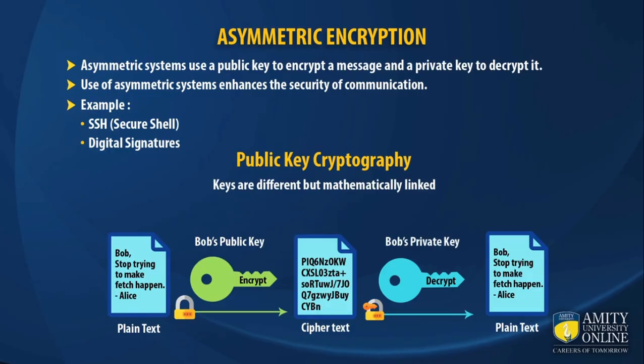It is more secure when compared to symmetric cryptography, since the sender doesn't know the private key of the receiver. Examples of asymmetric cryptography are the RSA algorithm, digital signatures and elliptic curve cryptography.